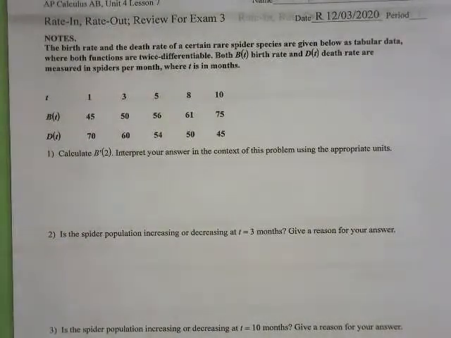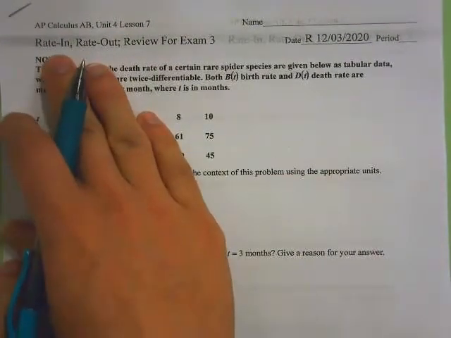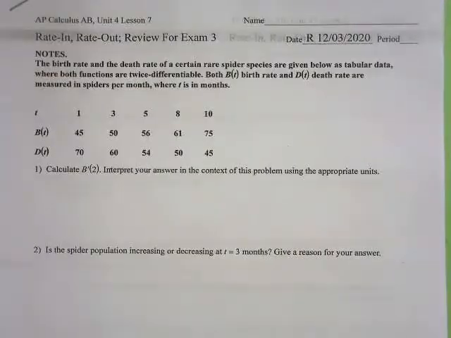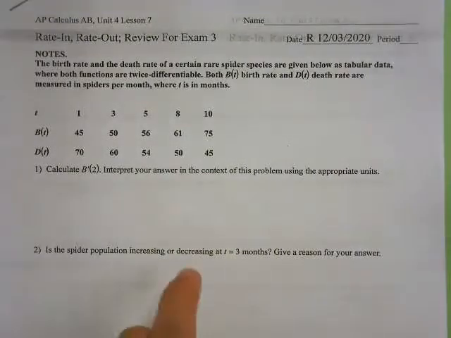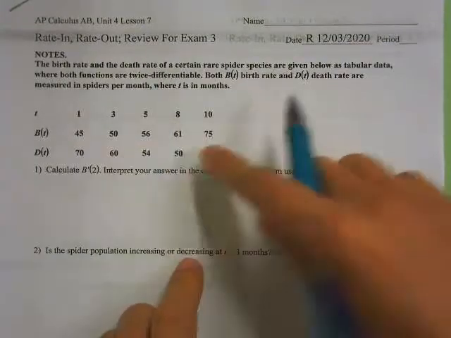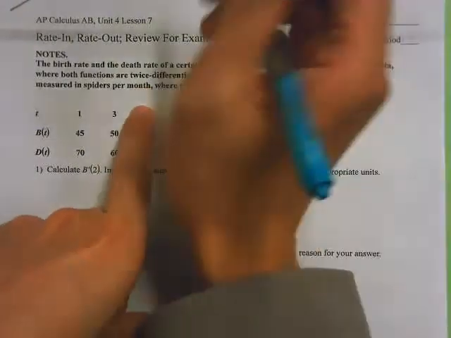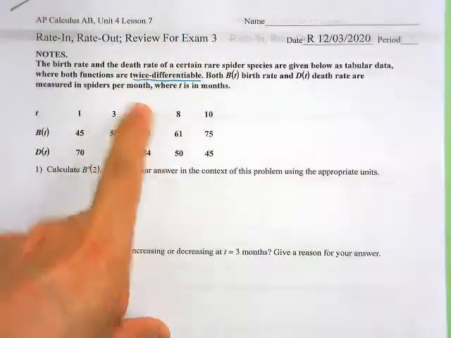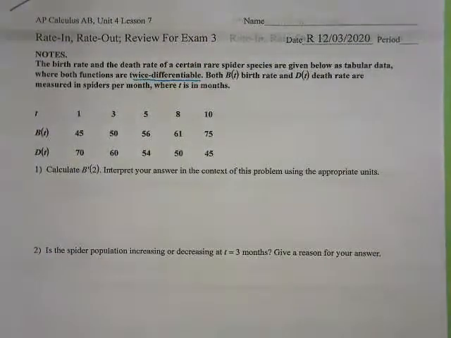Okay. All right. Let's get started. You'll see what I mean by rate in, rate out problems. The birth rate and the death rate of a certain rare spider species are given below as tabular data. Tabular data is just table data, where both functions are twice differentiable. They always have to make sure it's differentiable, because if a function is differentiable, what can you conclude? It's continuous, and that's the only time we can use all of these theorems.